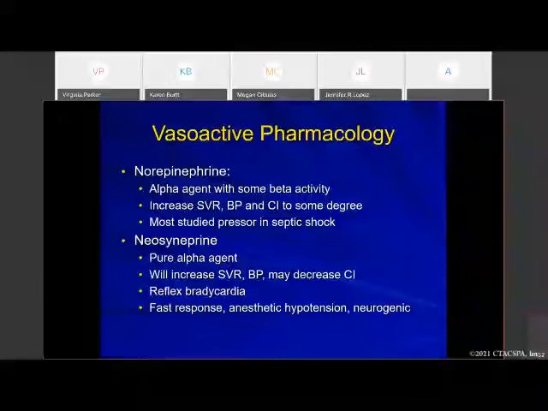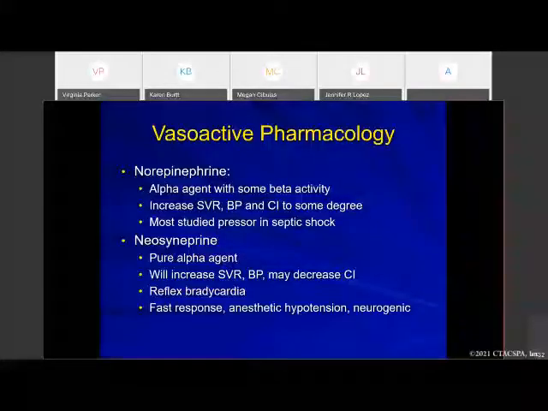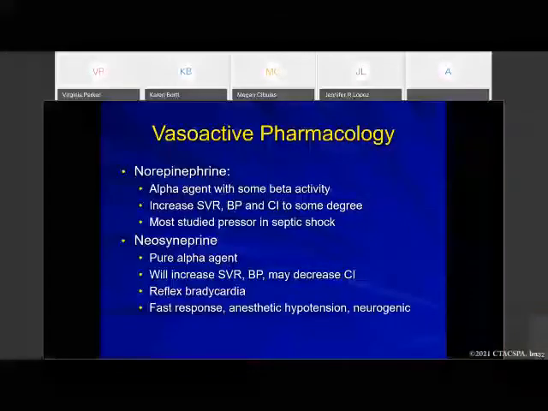You can get a reflex bradycardia. So if you're on neo and you have a cervical spinal cord injury, I've seen patients actually get heart block from that, because they already have the chance of getting bradycardia from their spinal cord injury, and it can block you.